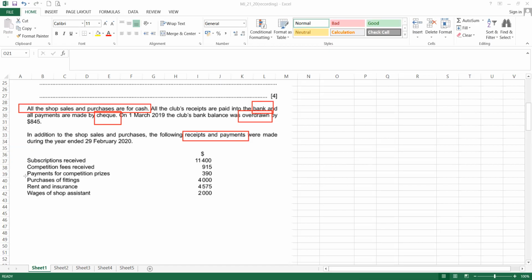Payment for competition prize, that means a payment, so it is on the credit side. Purchase of fittings, that means you have to pay, it's also on the credit side. Rent and insurance, you have to pay also, this one must also be on the credit side. Wages must also be on the credit side because you have to pay the workers. Okay, now let's move on.